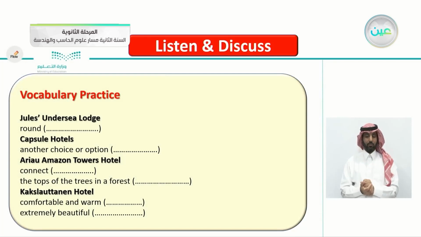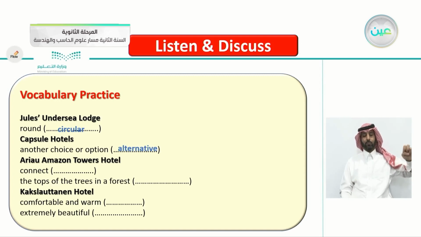So here's a vocabulary practice from the articles. Jules Undersea Lodge. The word round. Can you give me a synonym or a word that is like the word round in the first article? Yes, the word circular. What about the second article? Capsule hotels. Another choice or option. A word that means another choice or another option for you. Yes, very good. An alternative. So the word alternative means another choice or another option for you.